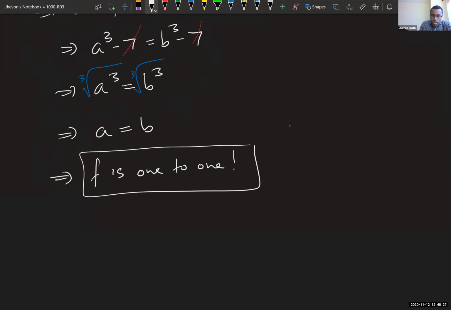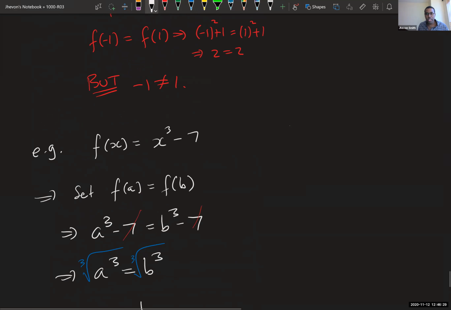Now here, yes, I could actually just graph x cubed minus 7 because I know about transformations of functions. It's just the graph of x cubed shifted down, and I can graphically see that it passes the horizontal line test. But this also works for more complicated formulas that you wouldn't want to have to graph.